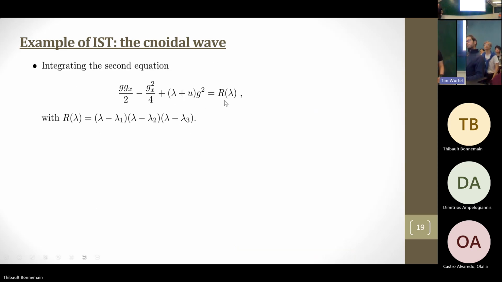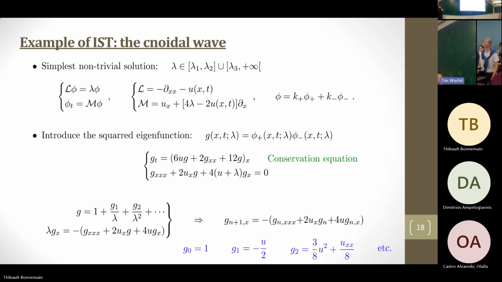This integration constant generally depends on t, but because we impose that lambda is a constant and that the spectrum is only composed of 2 bands, consistency, which is a bit tedious to show, imposes that R has this structure here. And these lambdas are exactly these lambdas.